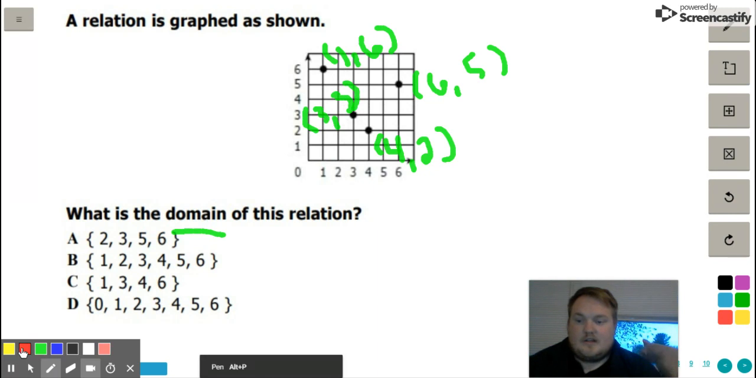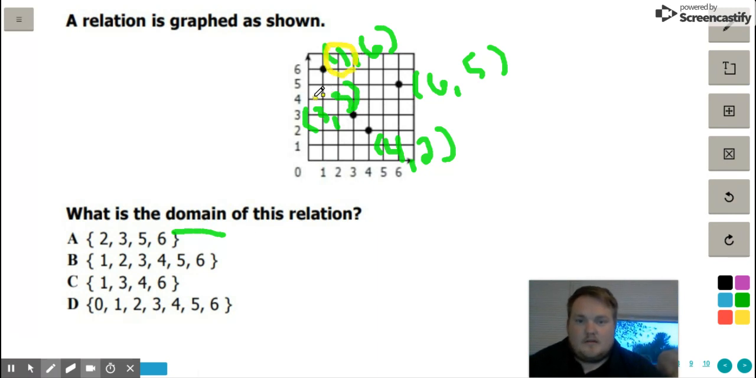And so in this particular case, our domain are all our x's. 1, 3, 4, and 6. So 2 is not part of it. Again, 1, 3, 4, and 6 is going to be C.